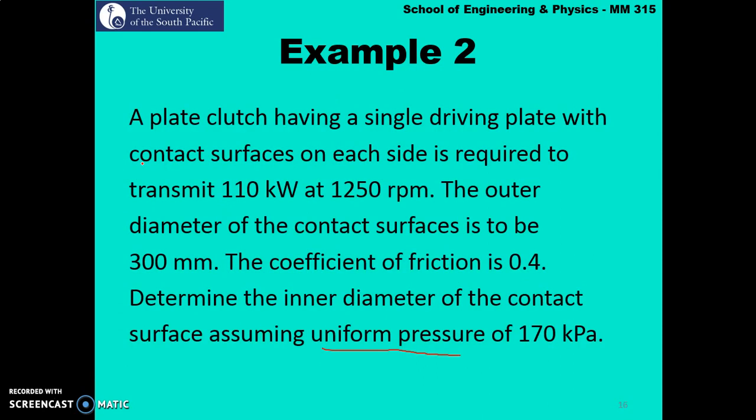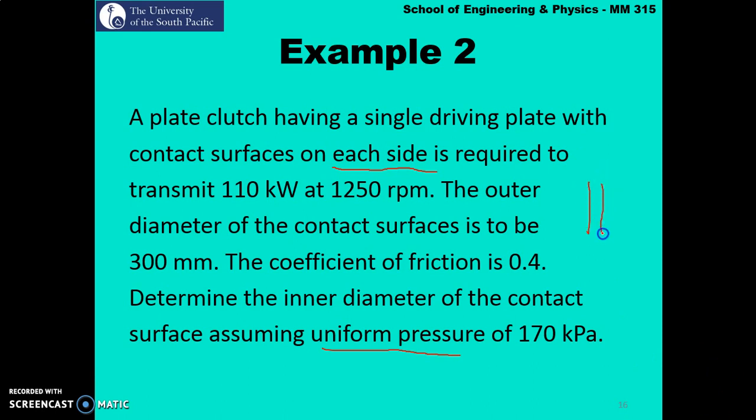So let's go back to the question. It says that a plate clutch having a single driving plate with contact surfaces on each side. What it simply means is that the clutch is effective on both the sides. So you have a single plate.